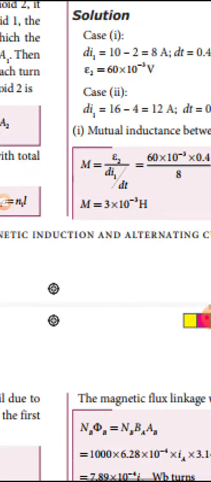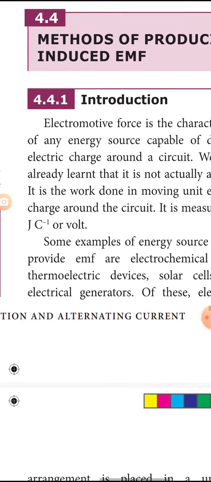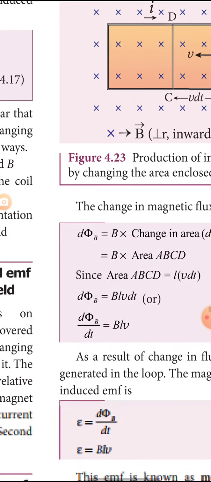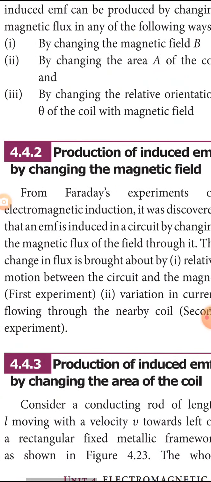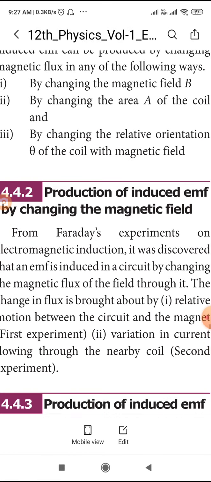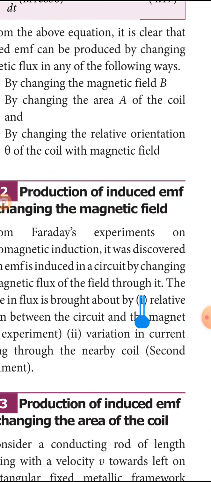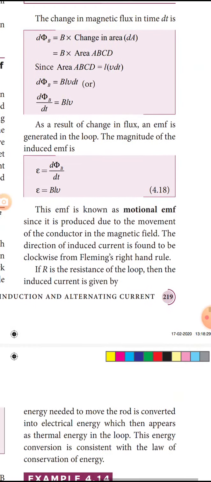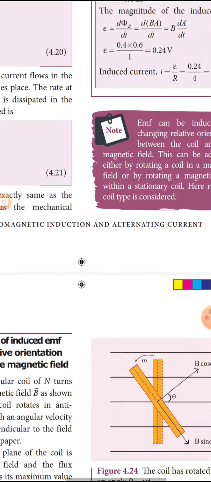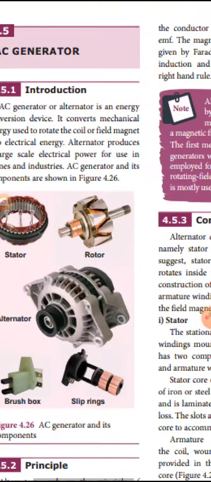And so next we are going to see about methods of producing induced EMF. And you have already seen there are 3 methods for producing induced EMF. This is a 3-mark question. How can you get the EMF? By changing the magnetic field, by changing the area, and by changing the relative orientation of the coil with respect to the magnetic field. So there are examples given for finding this.